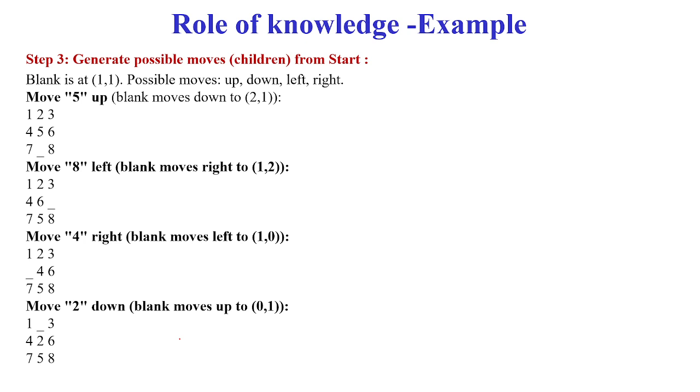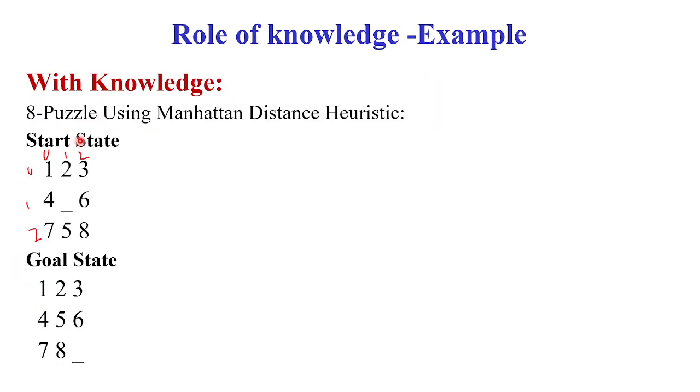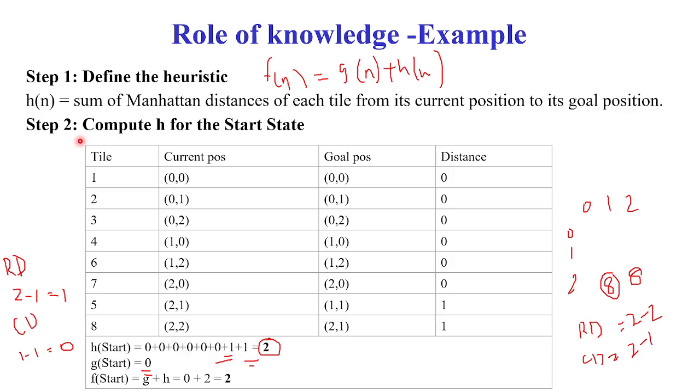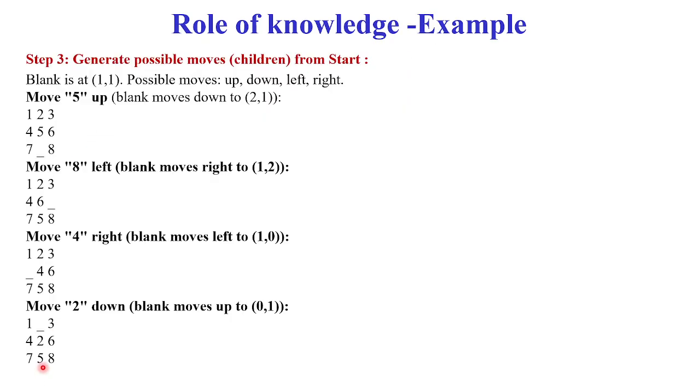Now we'll talk about generating the possible moves. What moves can we make from the start state? Where is the blank tile? I'm talking about the initial state. It's at row 1, column 1. Maybe I can write the initial state. This is your initial state: 1, 2, 3, 4, blank, 5, 4, blank, 6. That's your initial state, right?